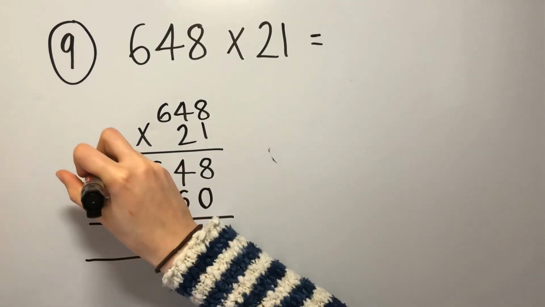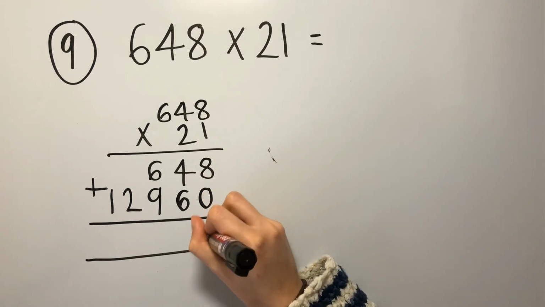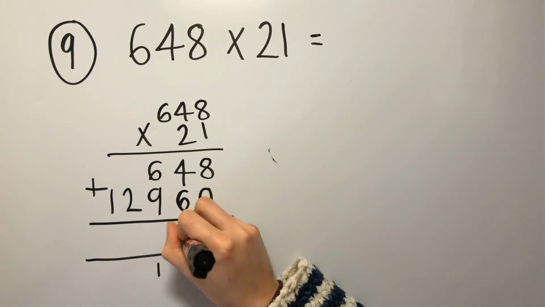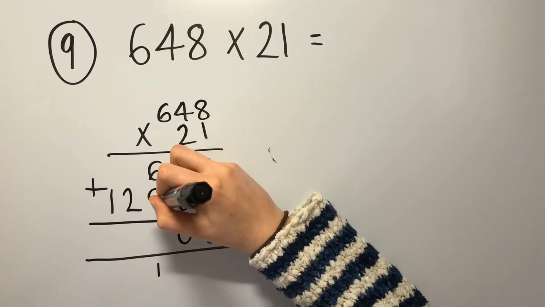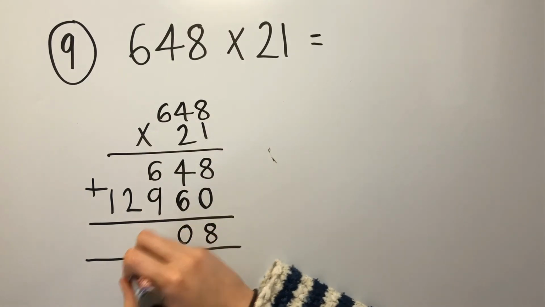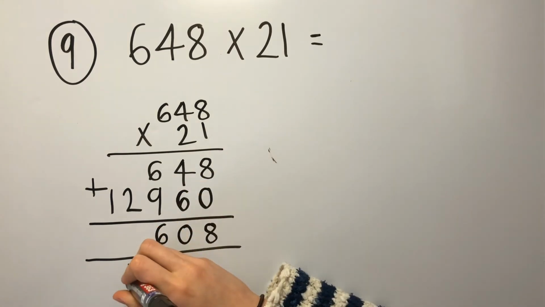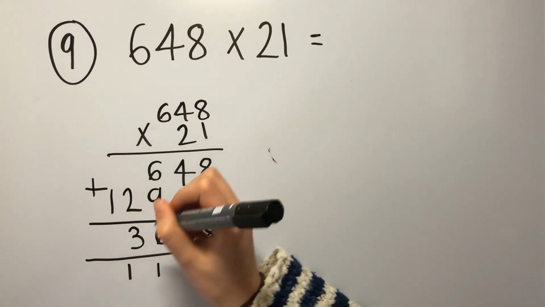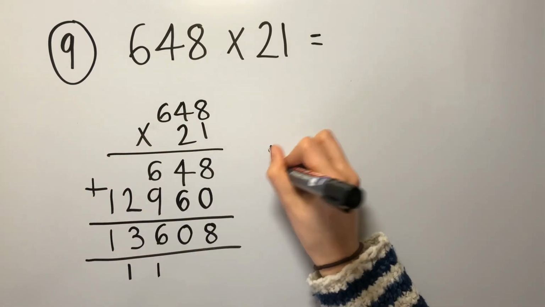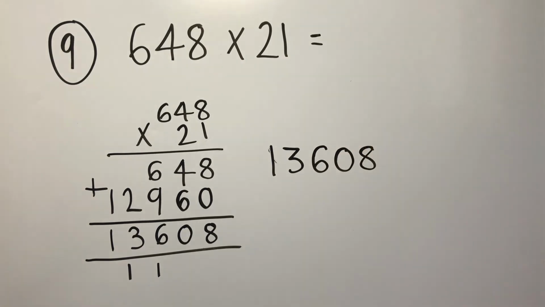Now add these all together. 8 plus 0 is 8. 4 plus 6 is 10. 6 plus 9 is 15. Plus this 1 is 16. Nothing plus 2 is 2. Plus the 1 is 3. Nothing plus 1 is 1. Our answer is 13,608.